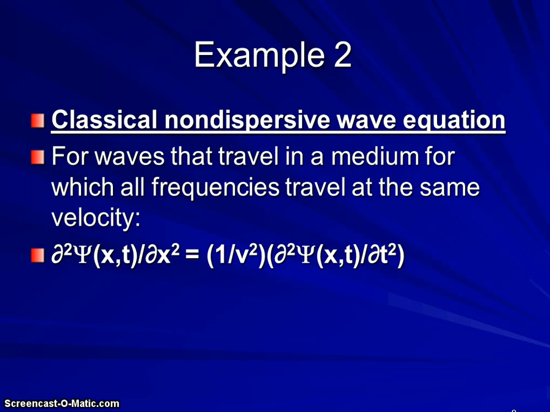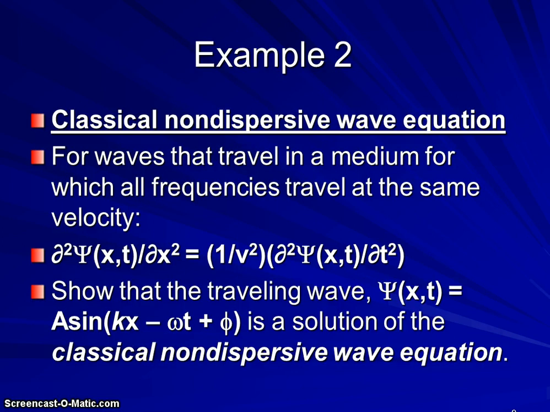What I'd like you to do is demonstrate algebraically, try this on your own, and we'll work it out together in class, that the traveling wave function that we've just described is a solution to that problem. In other words, show that if we take the second derivative with respect to x of this function, we will get 1 over velocity squared times the second derivative with respect to t. And we'll do that one in class together as well.